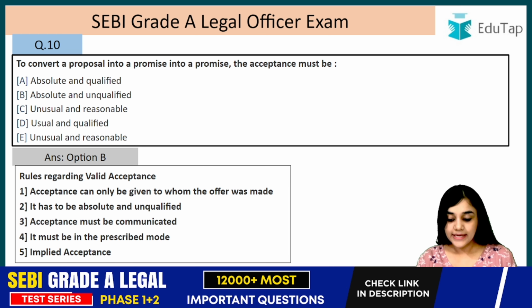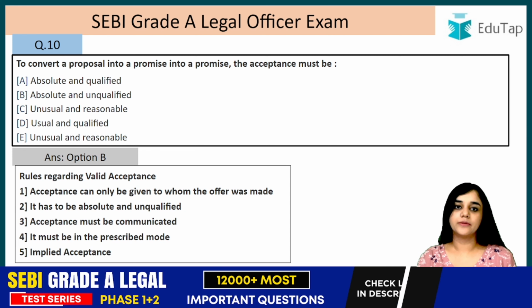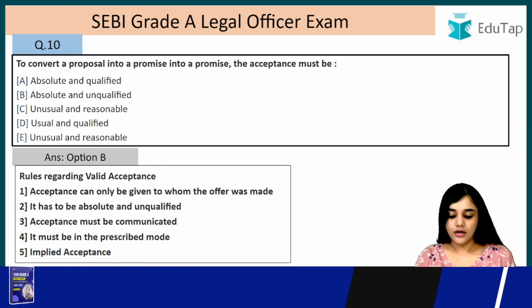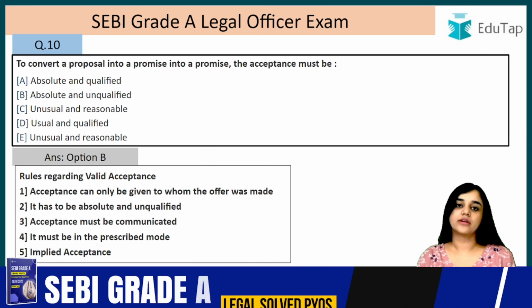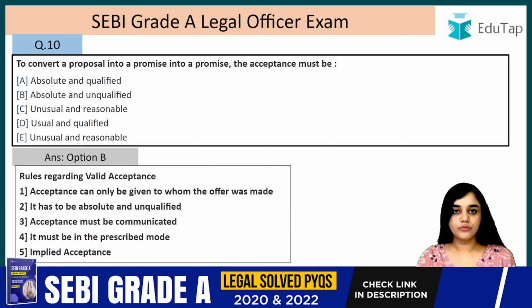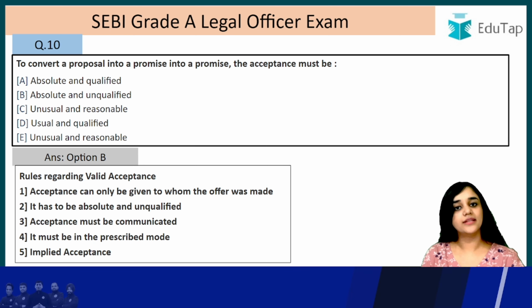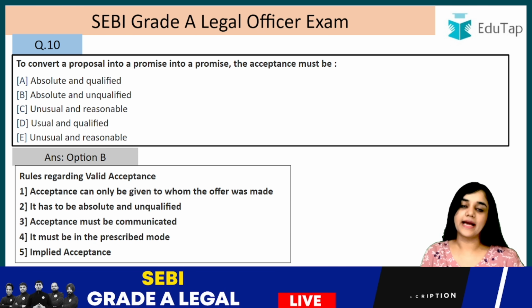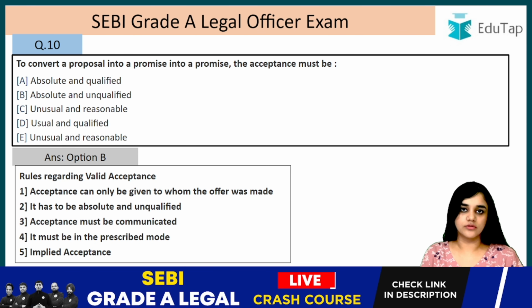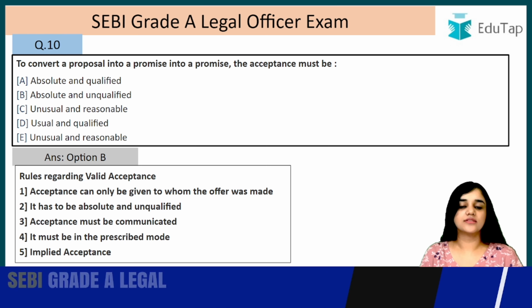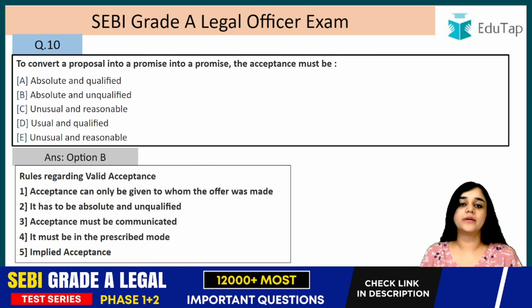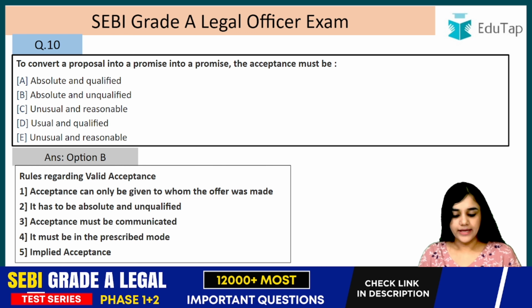This we have done. Acceptance must be communicated. It must reach the person. It must be in the prescribed form. It must be in the prescribed form means if some mode has been prescribed, then that mode has to be followed. It can also be an implied acceptance through conduct, right? It does not have to be in writing or oral, but it can also be inferred from the conduct of that person as well, right?